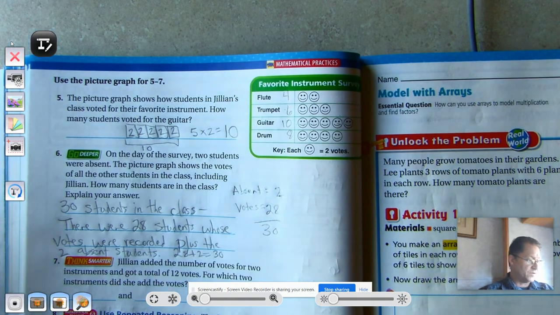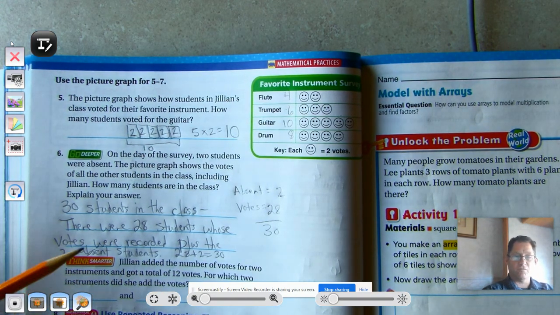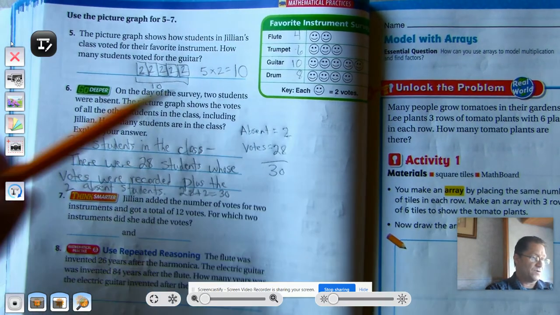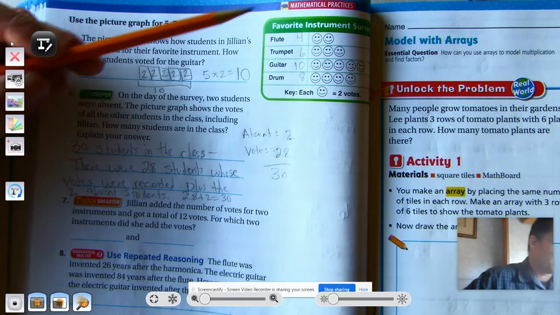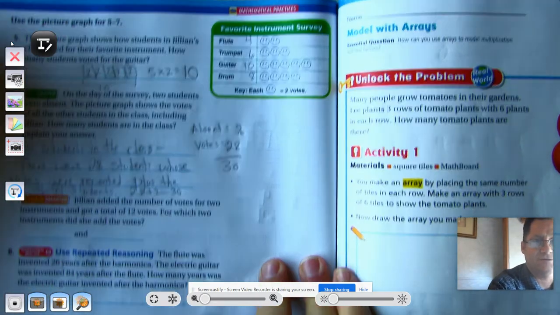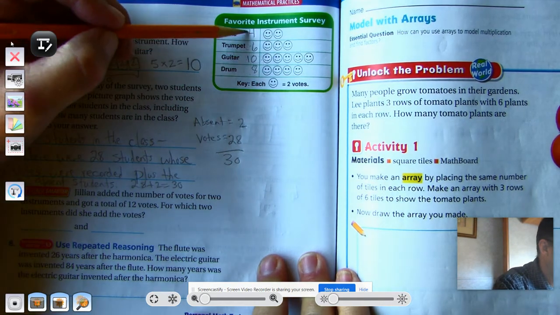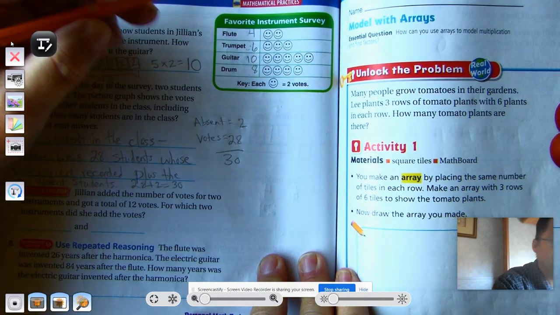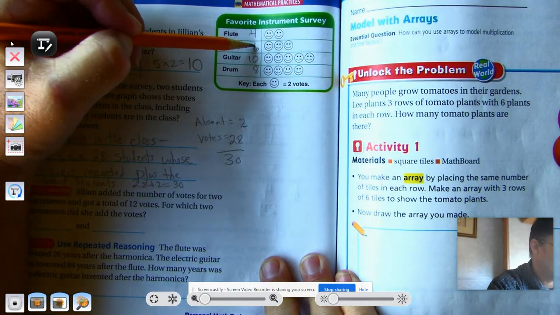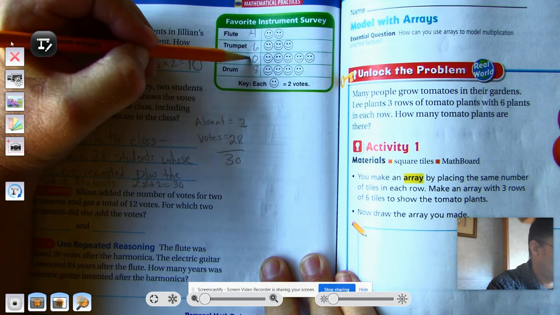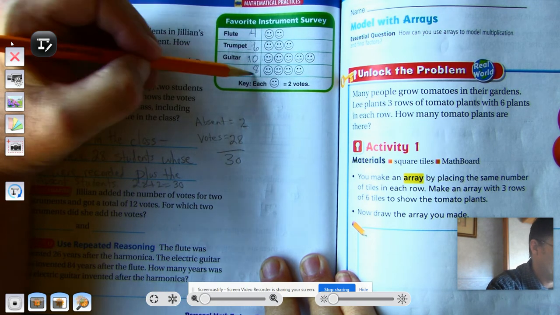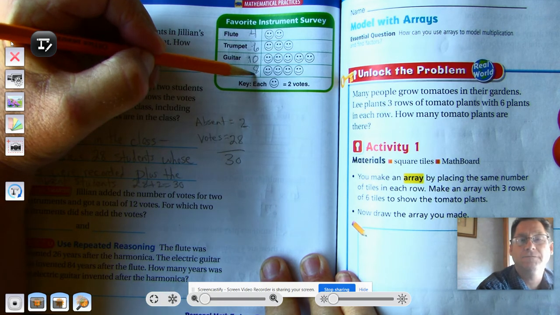Jillian added the number of votes for 2 instruments and got a total of 12 votes. For which 2 instruments did she add the votes? Well, let's look at our choices here. 4 plus 6 is 10, so she didn't add those 2 together. Flute plus trumpet, that's 10. That doesn't work. Flute plus guitar, 4 and 10 is 14. That's not 12. And 4 and 8 is 12.